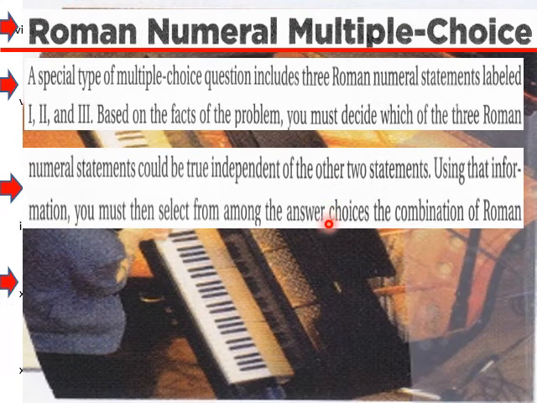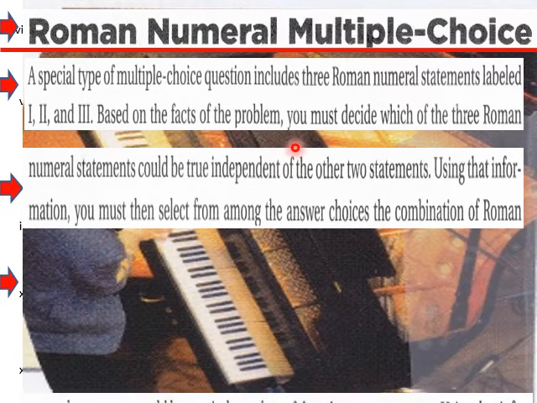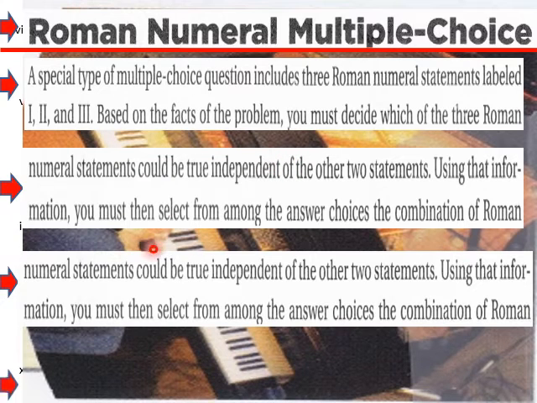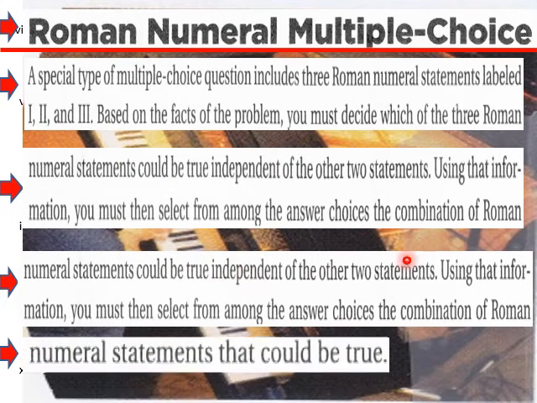Roman numeral multiple choice. This is a special type of multiple choice question that includes 3 Roman numeral statements: 1, 2, and 3. Using that information, you must then select among the answer choices. So you have answer choices using 1, 2, or 3. It could be using that information.